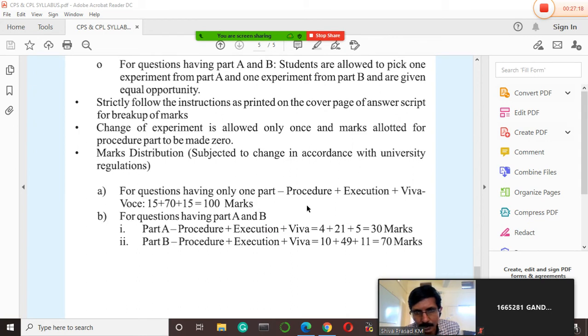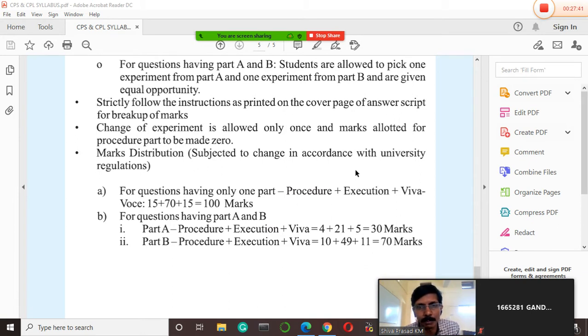It will be converted into 60 plus 40, which is your internal assessment marks, averaged out of two. We will be conducting two internals for your lab, and both will be considered for 40 marks. 40 plus 40 is 80, divided by 2 is 40. That is the average. In that way we will be calculating.